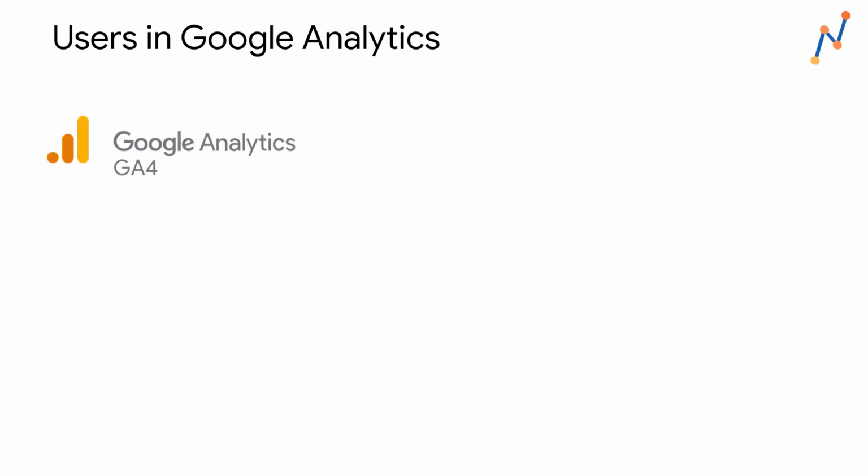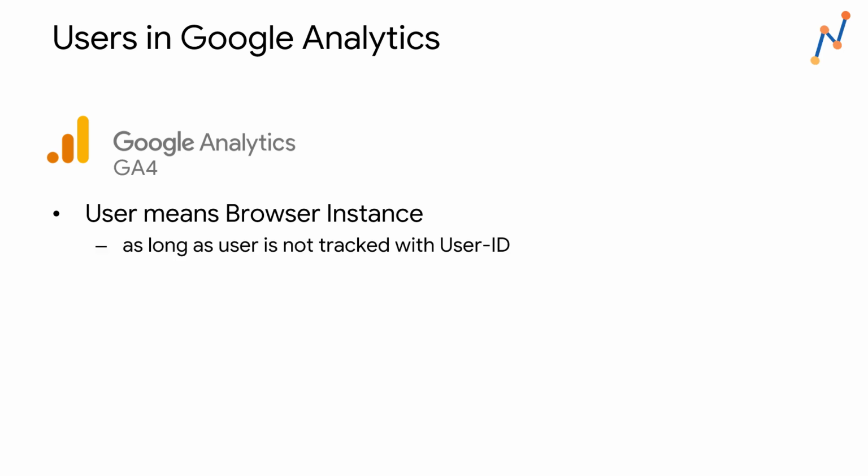In GA4, the user metric also means browser instance. And the same exception regarding user ID applies here too. In addition, GA4 also offers the possibility to identify or re-identify a user with Google Signals. This is done for users who sign into Google with their Google account and have consented to share this information. That said, please clarify with your DPO if activating and using Google Signals might cause problems regarding data privacy regulations.